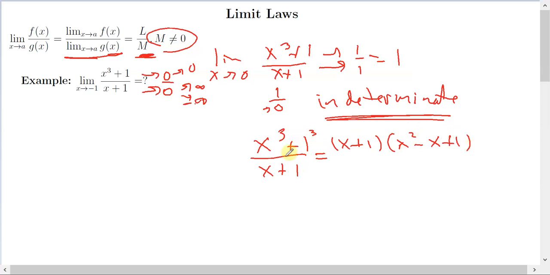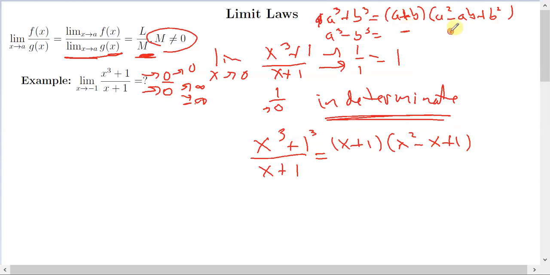Now, if you're asking where that comes from, that's actually a formula. In general, this is called the sum of cubes formula. If you have a cubed plus b cubed, it will always factor as a plus b, then a squared minus a times b plus b squared. And if you have a cubed minus b cubed, there's also a difference of cubes formula. All you change is that goes to minus and that one goes to plus. Otherwise, it's the same. But you can see that when I factor this, these things cancel.